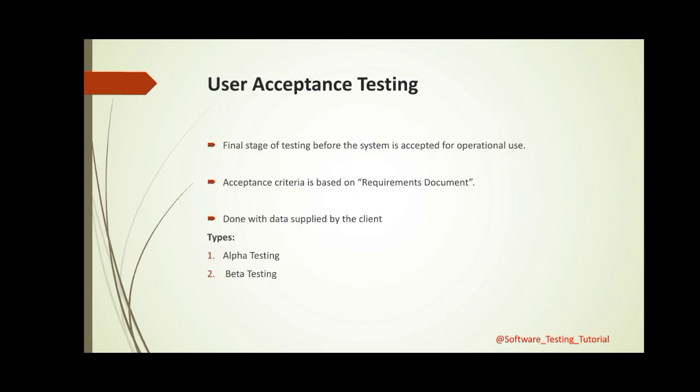User acceptance testing. It is the final stage of testing before the system is accepted for operational use. Acceptance criteria is based on the requirement document. It is done with data supplied by the client. User acceptance testing types are alpha testing and beta testing.